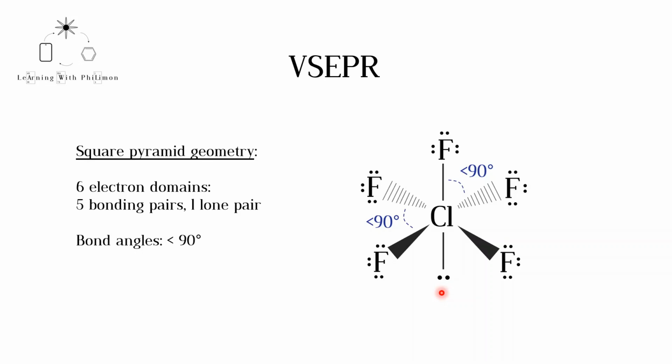There are 6 electron domains around chlorine. As there are 5 bonding pairs and 1 lone pair, the molecular geometry is square pyramidal. This is similar to the octahedral geometry, but the bond angles are a bit lower. This is because the lone pair of electrons repels the bonding pairs, making them move closer together.